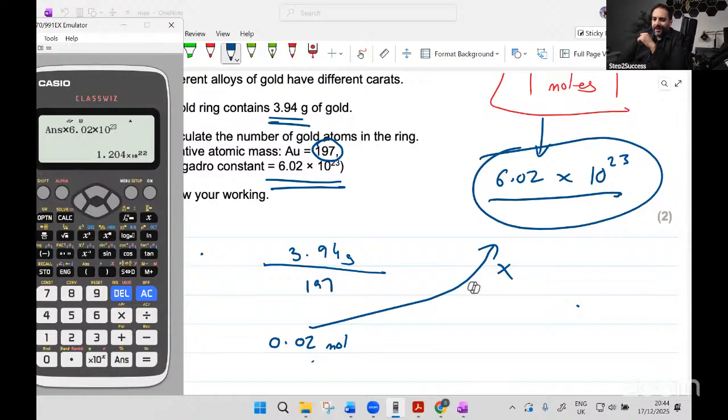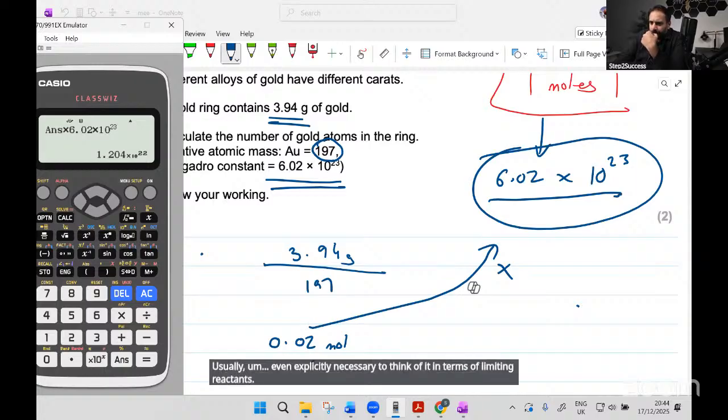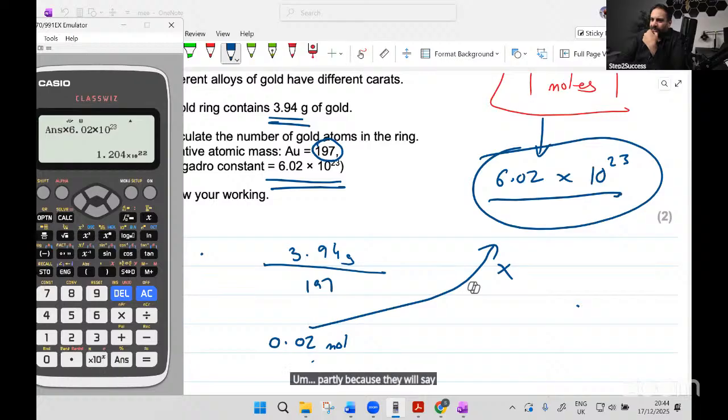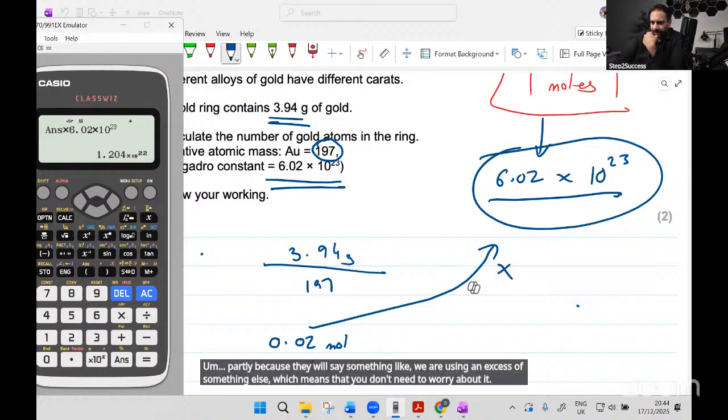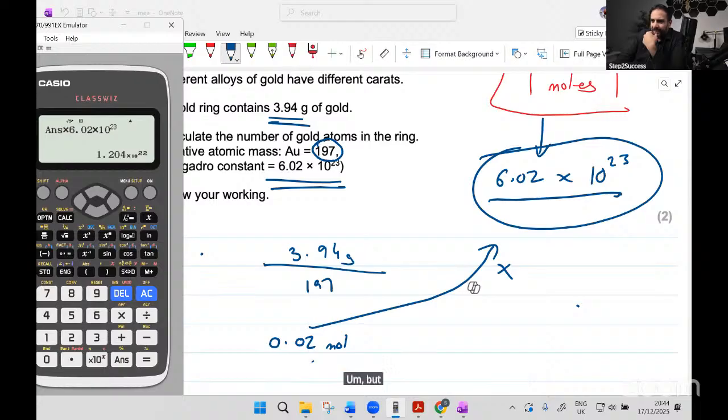The problem with limiting reactants questions is that they are not usually even explicitly necessary to think of in terms of limiting reactants. Partly because they will say something like, we are using an excess of something else, which means that you don't need to worry about it. But I know exactly what you mean when you talk about this stuff. So I'll do this in a different way.